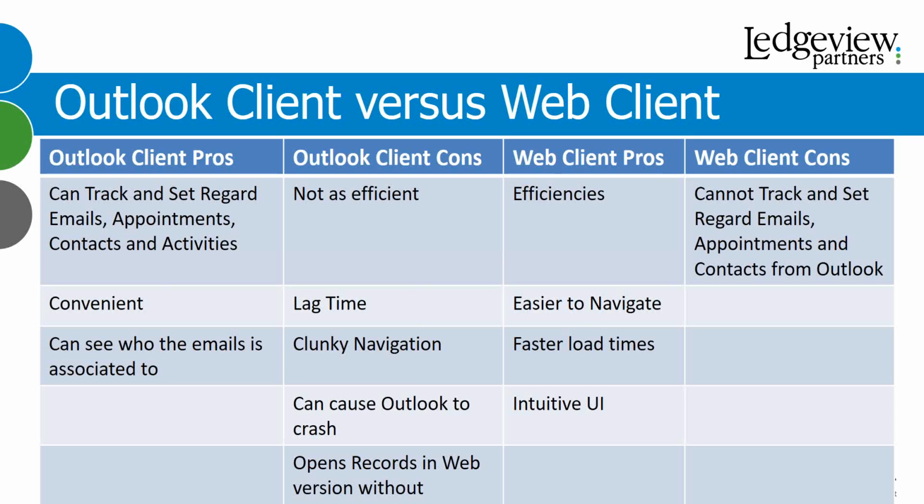It also opens records in the web. So when you go into the Outlook client CRM portion and you open a record from Outlook, it's going to open that record without the navigation efficiency, so without global search, without the advanced finds. It's going to lose all those pieces, which is a little bit frustrating.